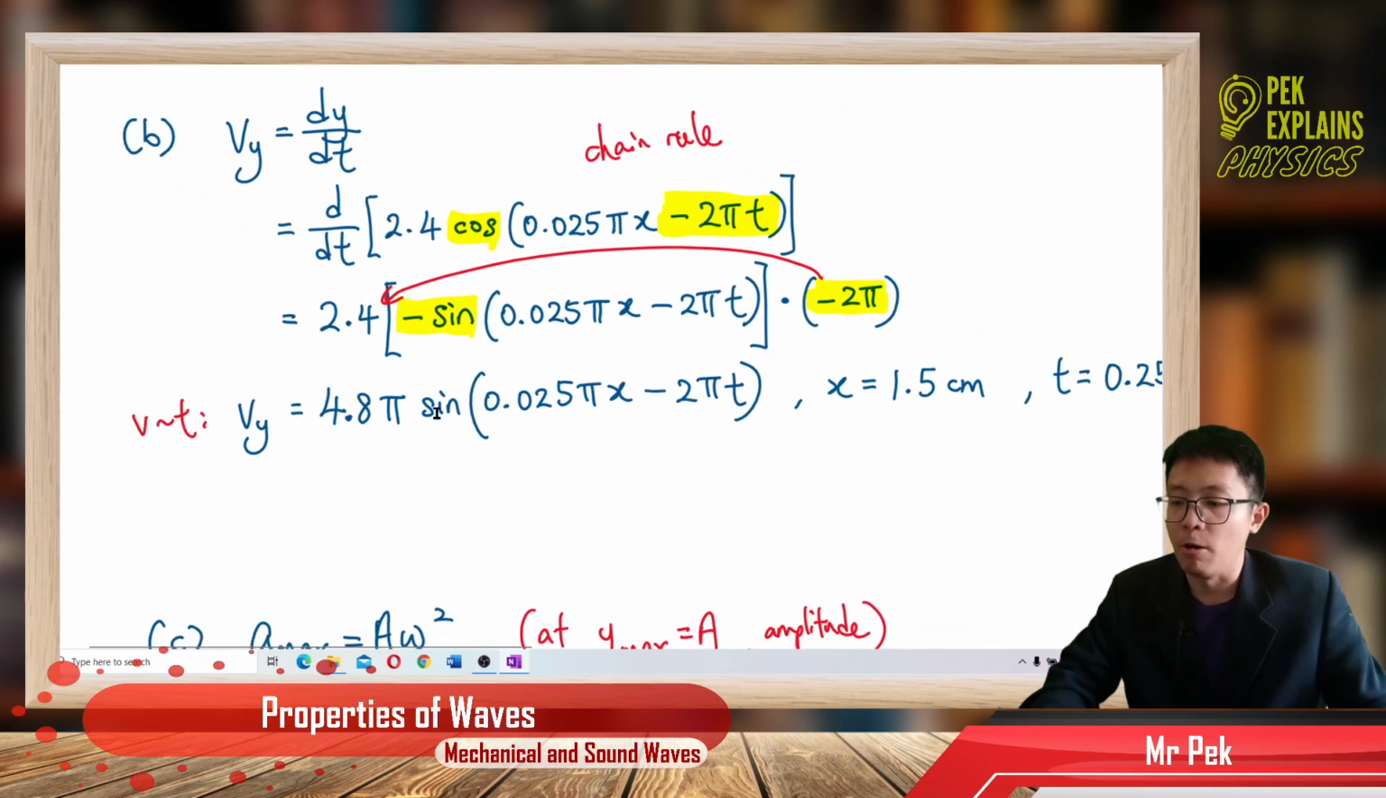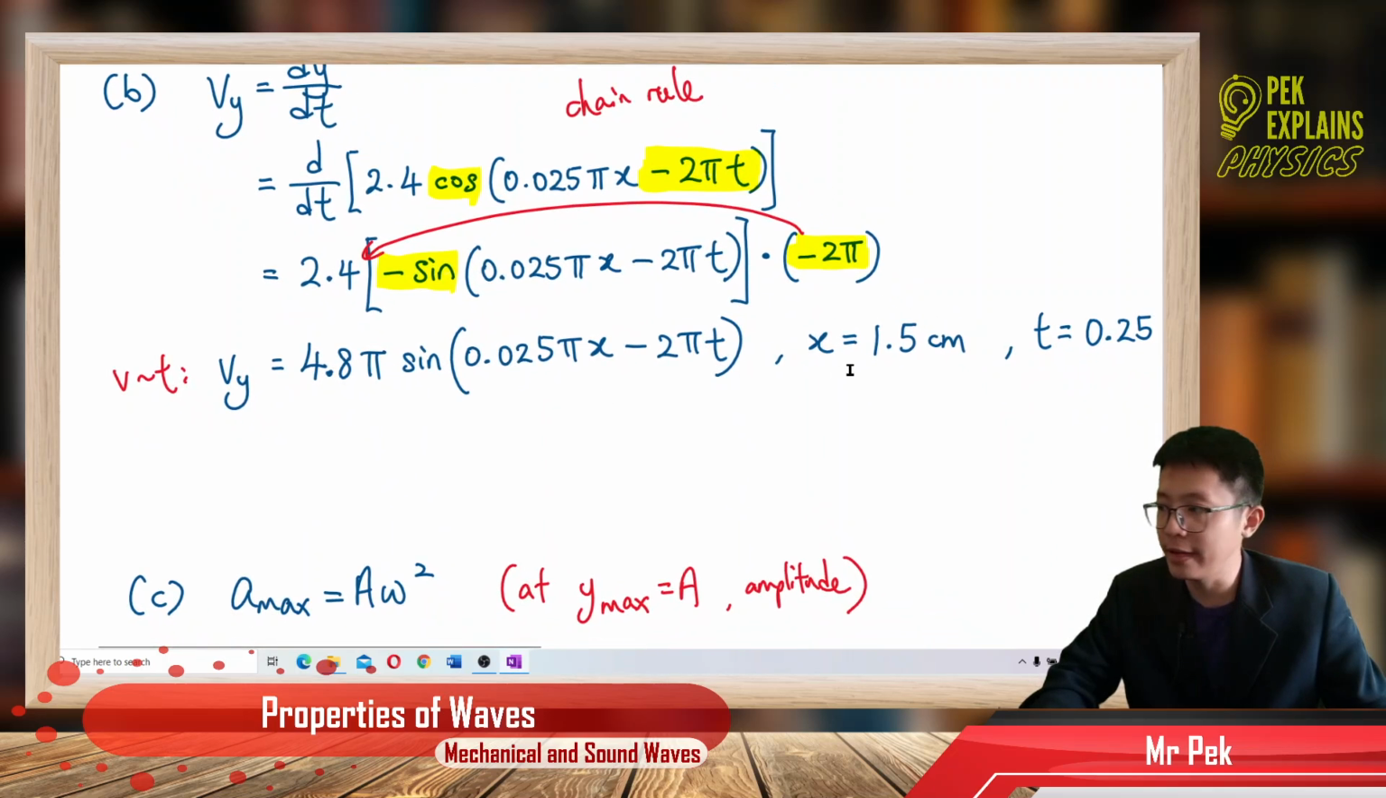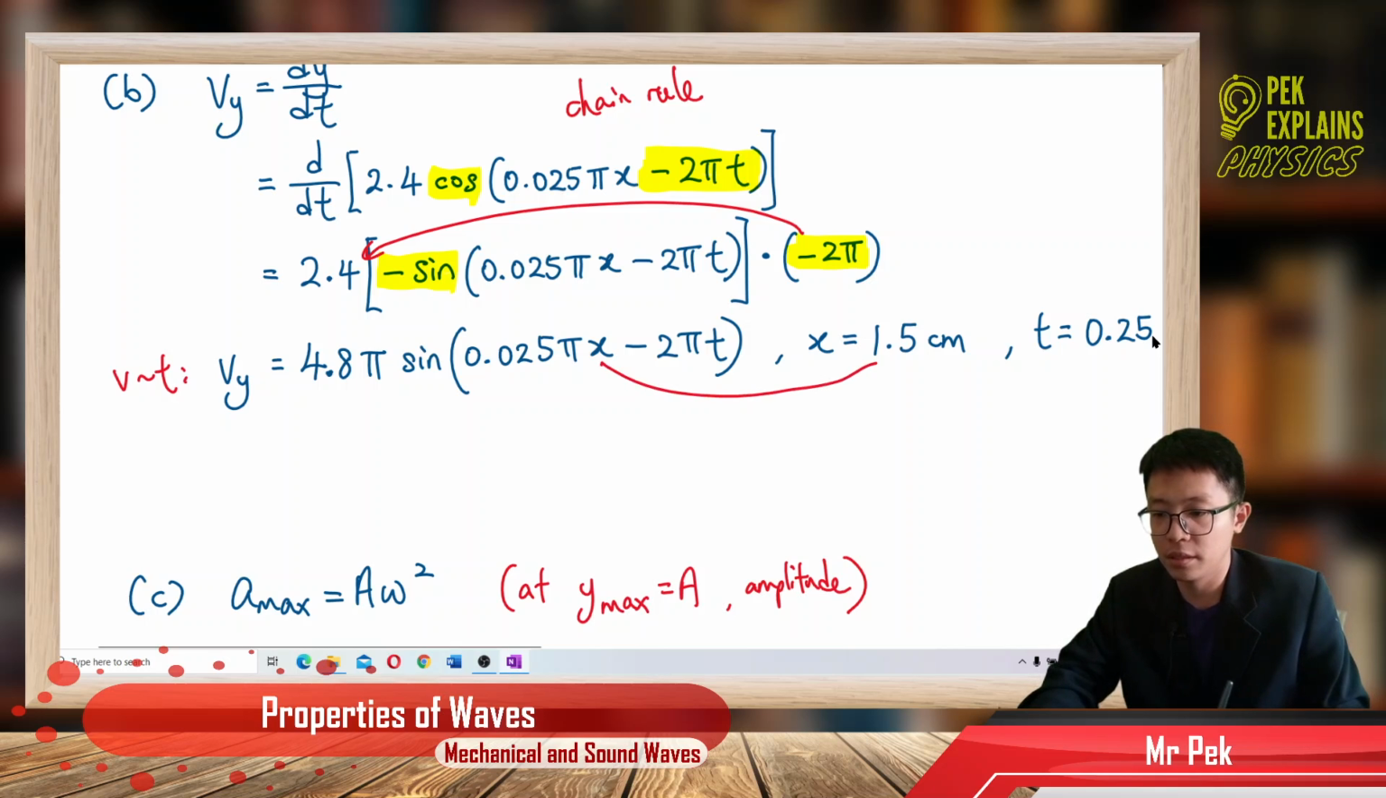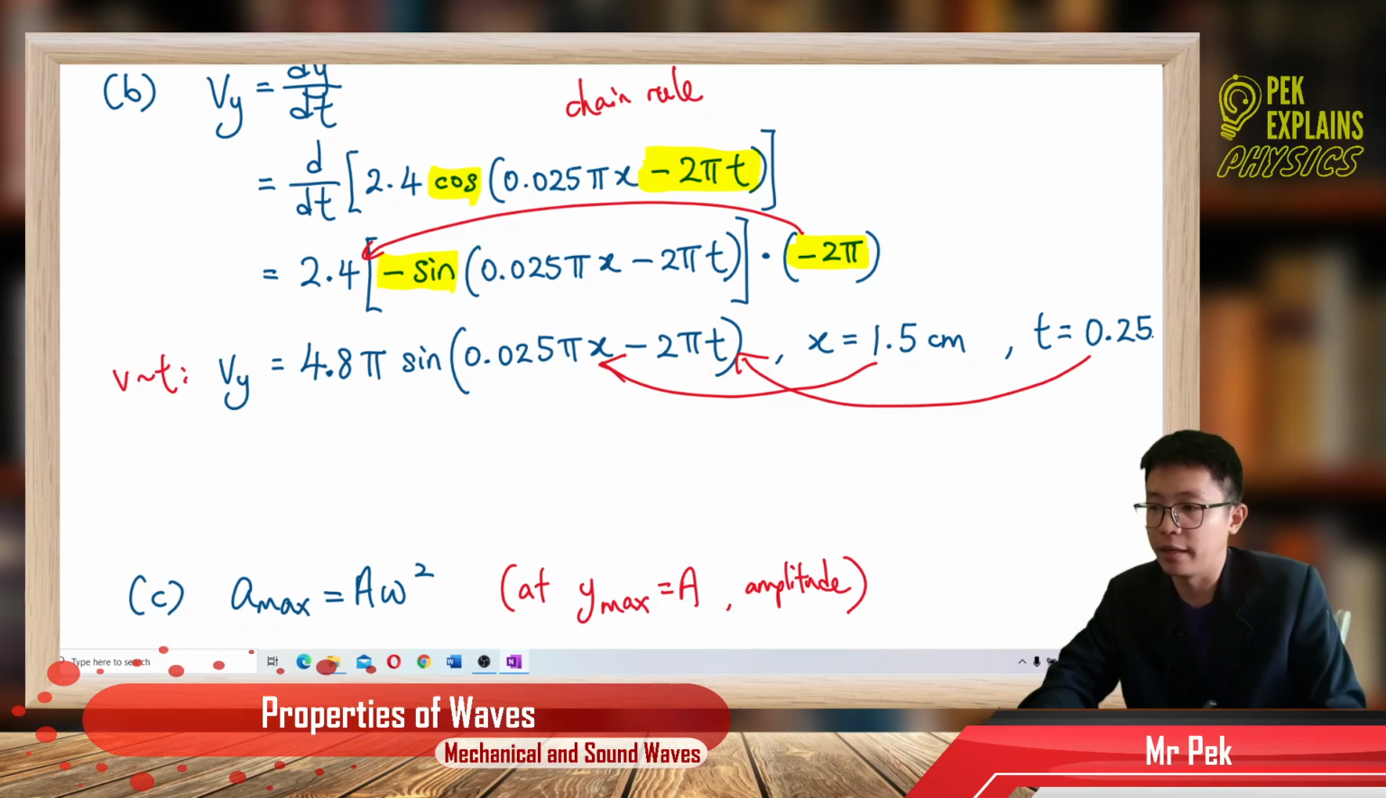Now the next part asks us to find the velocity of this particle at this position, 1.5 cm, and also at this time. So what is the velocity of this particle at this time? You just substitute into x and into time. Just substitute inside.